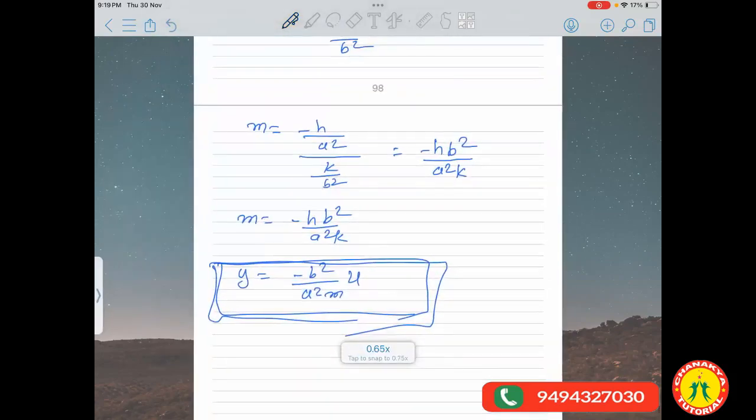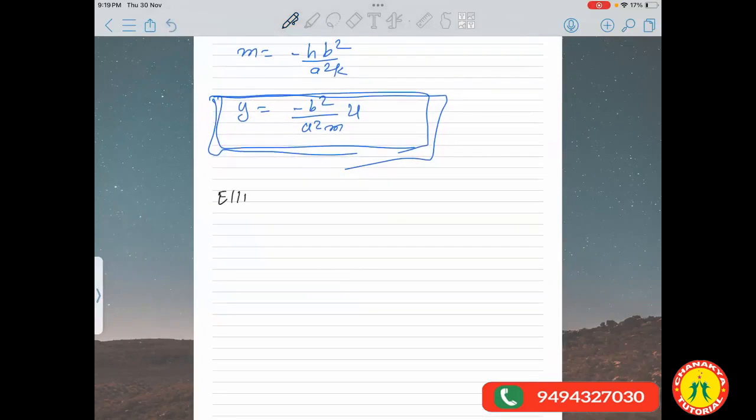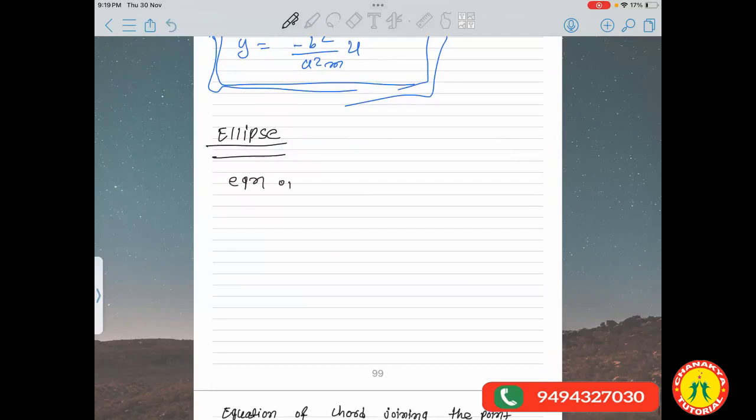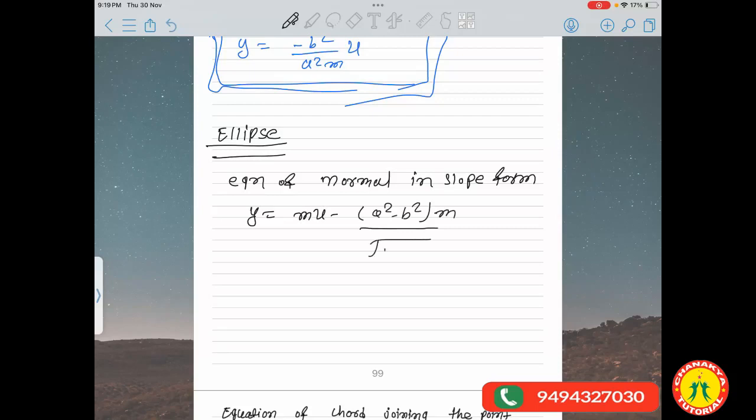I have already taught normal, but in slope form we write the formula only and prove that. I told the equation of normal in a different form, but only one thing is left, that is the slope form. Normal in slope form: y is equal to mx minus (a square minus b square) m upon root under a square plus m square b square m. This is the equation of normal in slope form. So we need to remember.